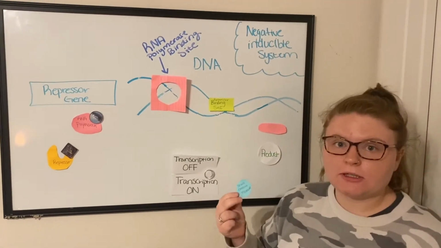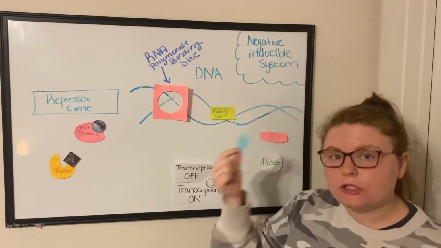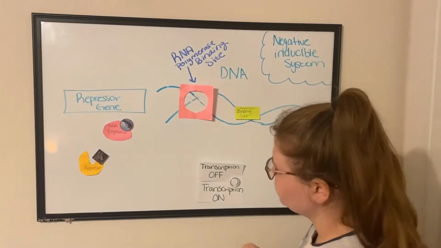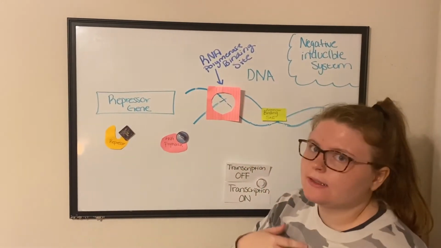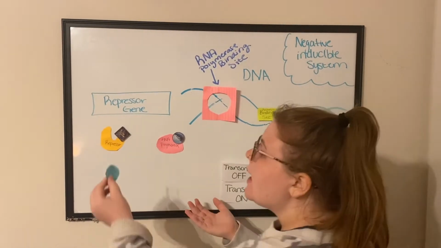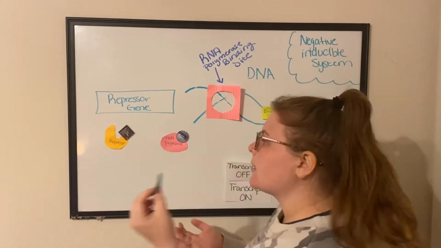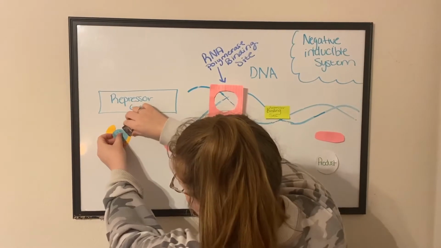So now we're going to be talking about what happens when we do have a small effector molecule. So our repressor gene is still going to be making our repressors since it happens constitutively. Now our small effector molecule is going to come in and bind to the repressor.